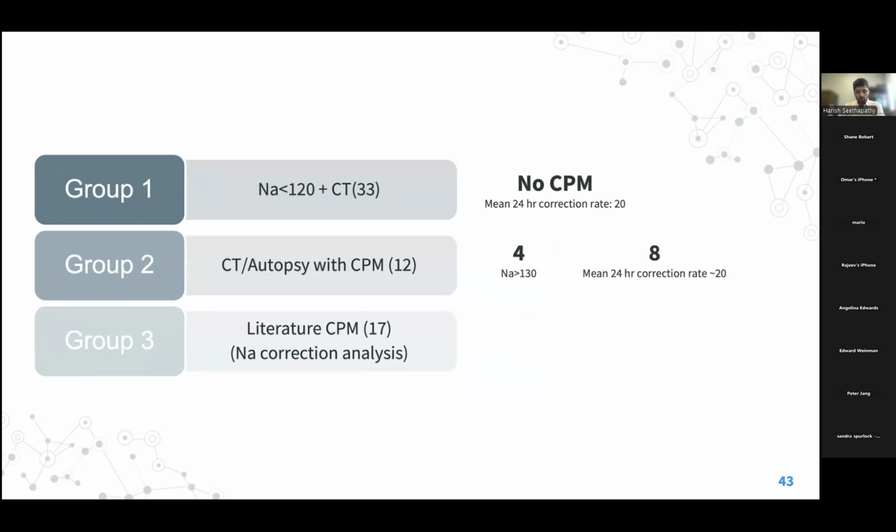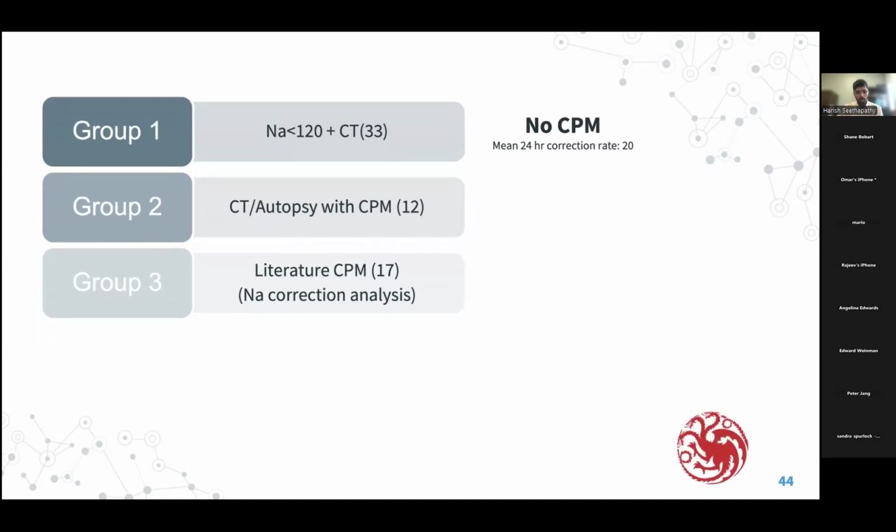They found that in the patients referred to them, where the mean 24-hour correction rate was around 20, this was a small cohort, of course, but they had no cases of CPM. And in the cases of CPM that they had, 4 of them had almost completely normal sodiums. In the 8 patients who had CPM, the mean 24-hour correction rate, if their starting sodium was less than 130, was around 20. But importantly, all of these patients with CPM were comatose, or most of them had severe neurological complications even before therapy initiation. They were admitted with this disease, and it did not come on because of any treatment.